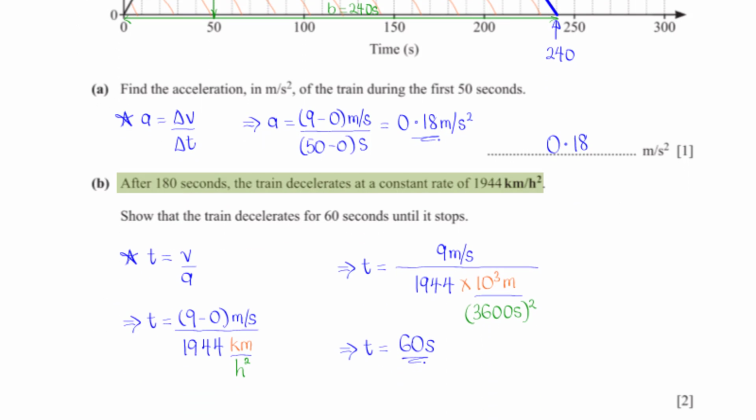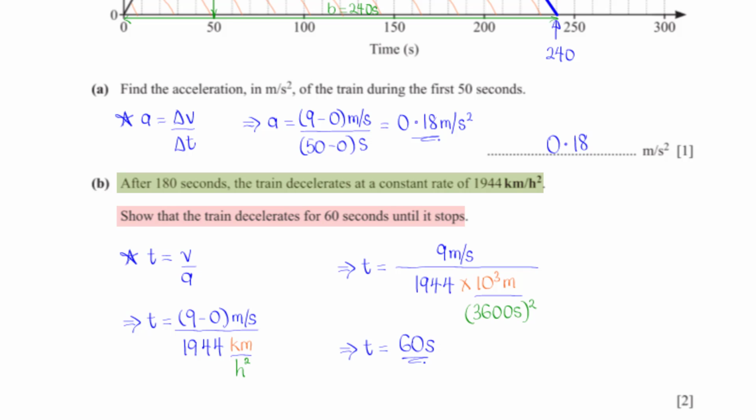After 180 seconds, the train decelerates at a constant rate of 1,944 kilometers per hour squared. Show that the train decelerates for 60 seconds until it stops. Take note that acceleration and deceleration are pretty much the same things. The only difference is that during acceleration, the speed of the car is increasing, and during deceleration, the speed of the car is decreasing. And so we can use the formula for finding acceleration in this case.